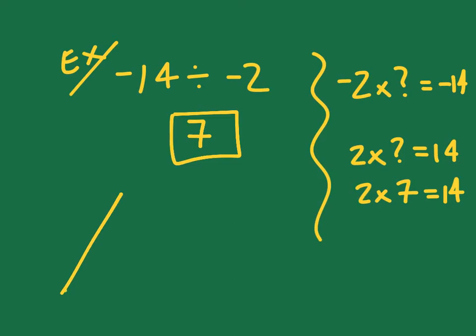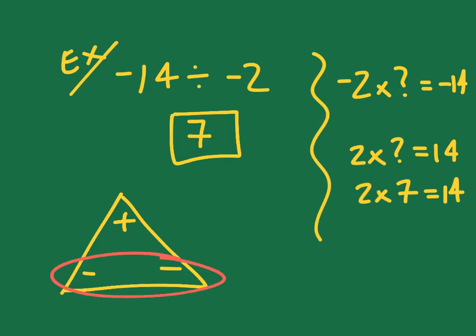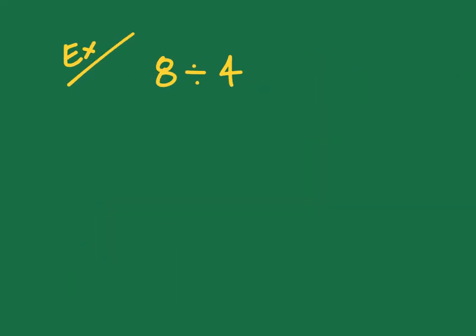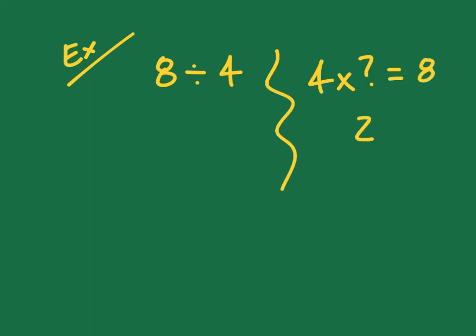And remember, what I'm doing is I'm using my triangle, and I'm looking at the negative times a negative is going to give me a positive. And so I'm just operating with my numbers normally, but remembering these rules. On my last example, I want to look at 8 divided by 4, okay? And the question I ask is 4 times what number is going to give me 8? And that number is 2, okay? If I do 4 times 2, that's going to give me 8. I'll go ahead and just write down my answer here that that's 2.